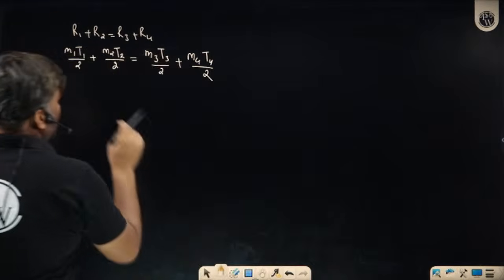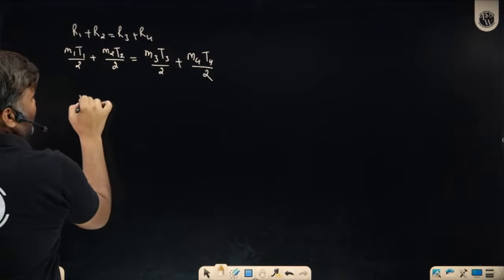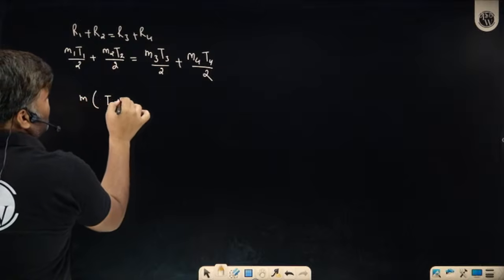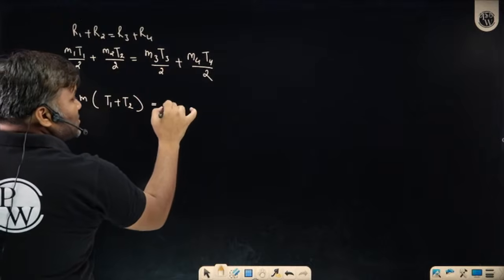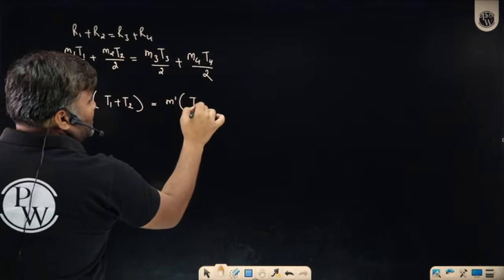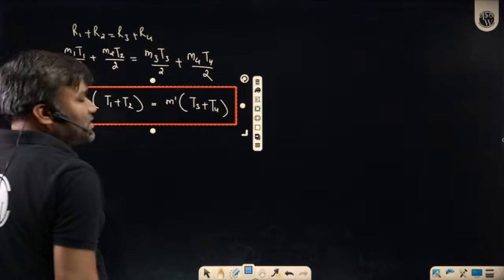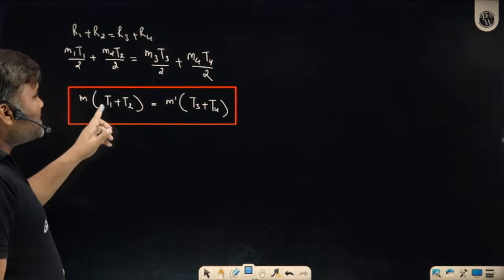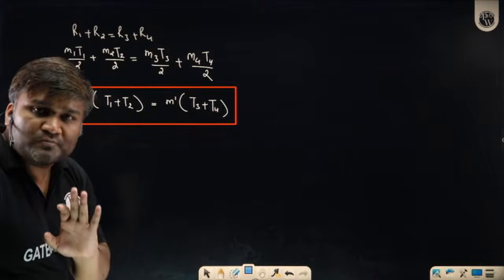Do one thing, m1 m2 is same as m, take it common. So m will be outside, 2 gets cancelled. So you are having m (t1 plus t2). m3 m4 is same, m dash, take it common. We are having t3 plus t4. You have got this beautiful relation. So modules m and m dash they have given, t1, t2, t3 they have given, t4 was not given. I can find out what is the value of t4.